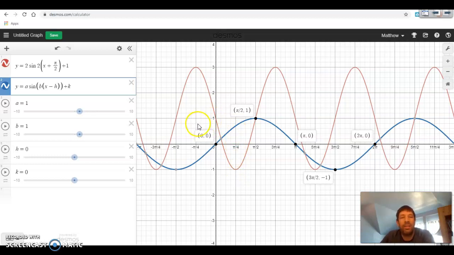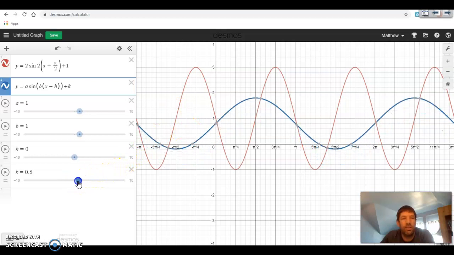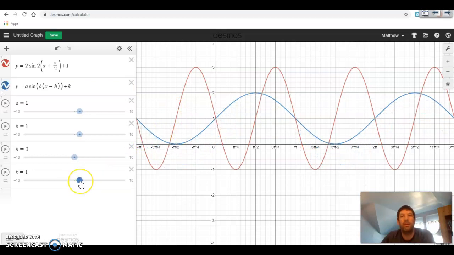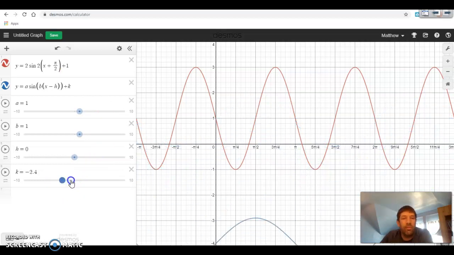So if I take my K value up to positive 1, then the middle of this blue graph should be in the same place as the middle of that red graph. Let's see if I take that up to positive 1. Okay, and now we can see the middle of each graph is the same. That's where this plus 1 at the end of the red equation comes from. That's our K value. As I move K around, it moves the graph up and down. We want it to be at 1.